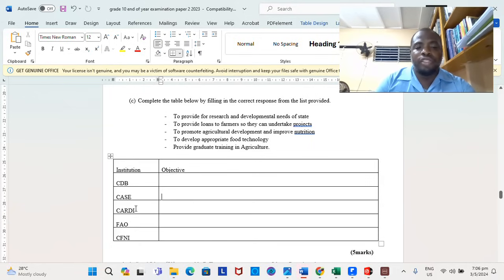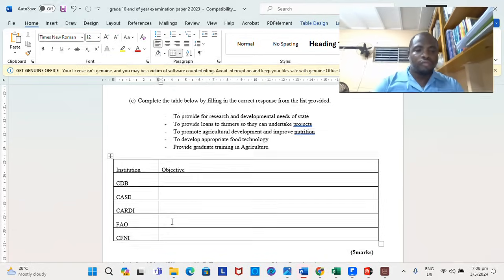CARDI, Caribbean Agricultural Research and Development Institute. A lot of students leave out that part. Some students may say institution, it's institute. And they deal with research. So when you want to find a new variety, or when you have a new pesticide to control a particular insect, right? So these are the international, the local, and the regional institutions.